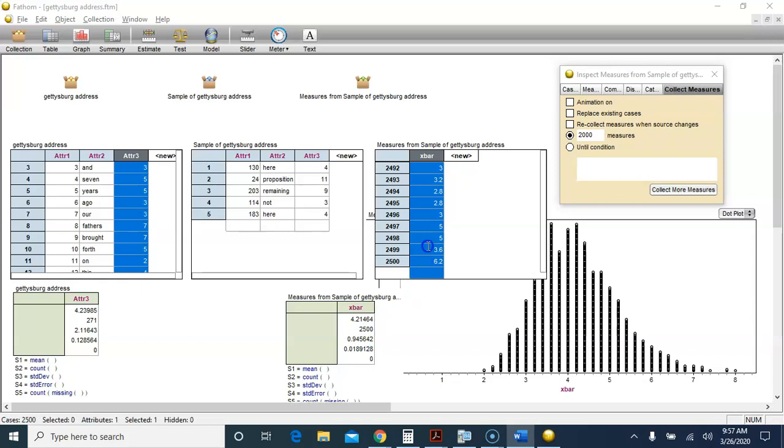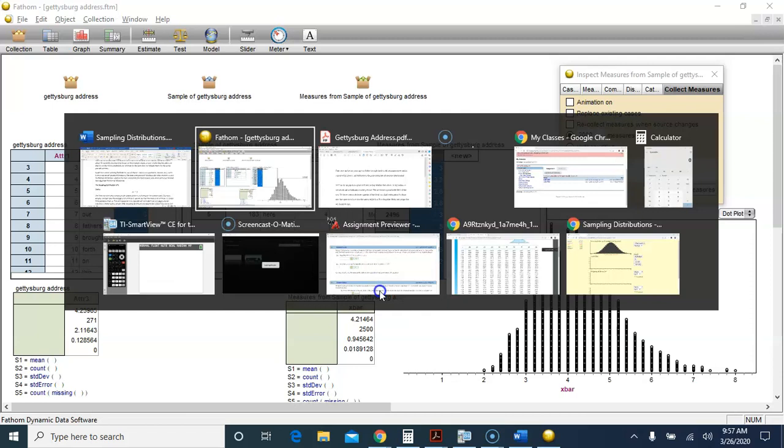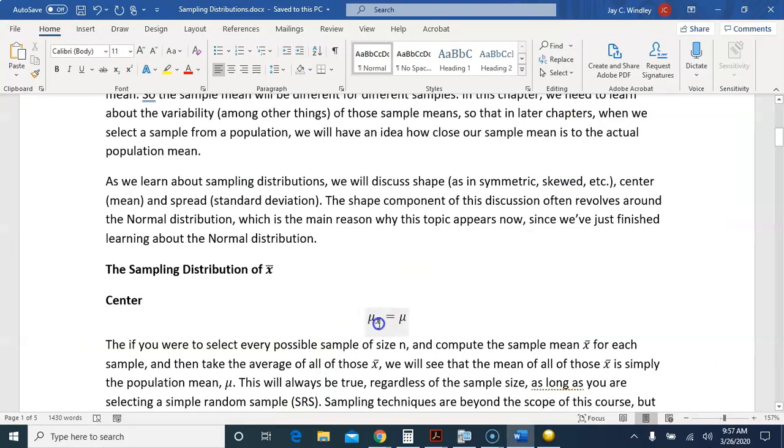4.21. And if we could do every possible X bar, if we could do every possible sample of size 5 and list all of those X bars, the mean of all of those X bars would be the population mean. That's what this formula here is trying to say. The mean of all possible X bars is the population mean mu.